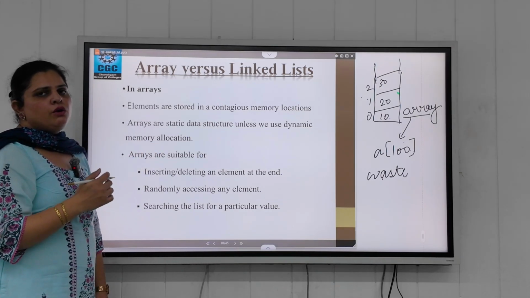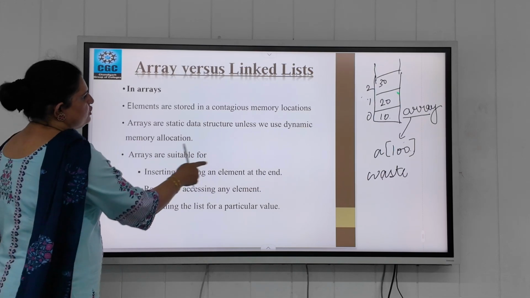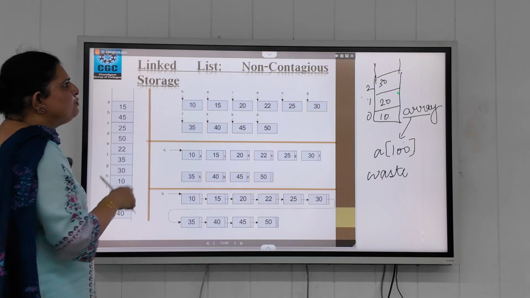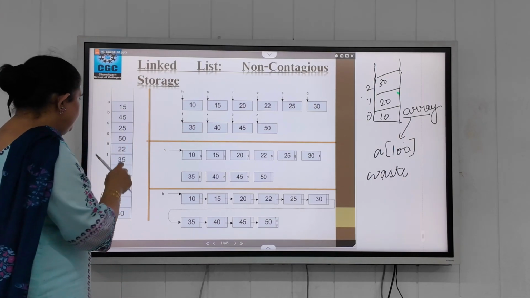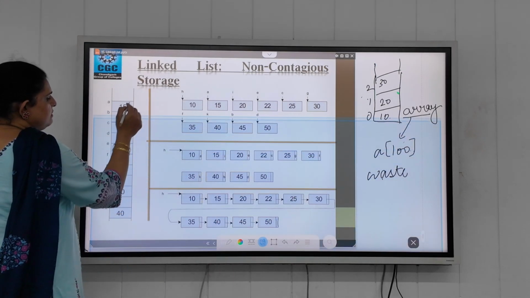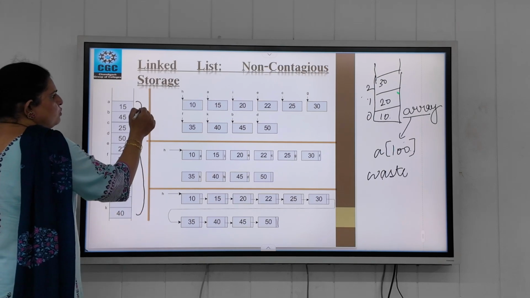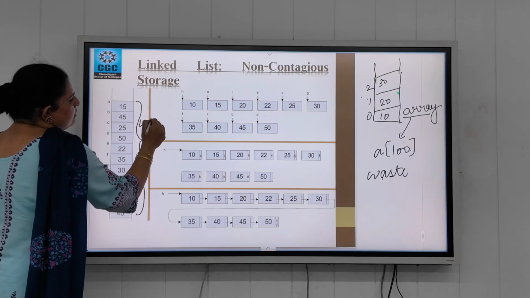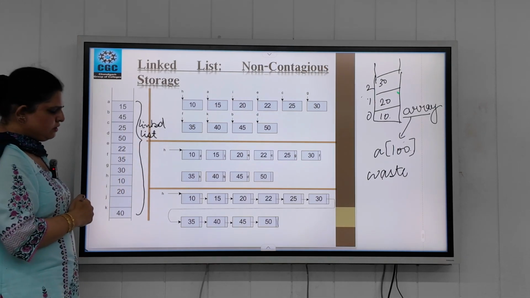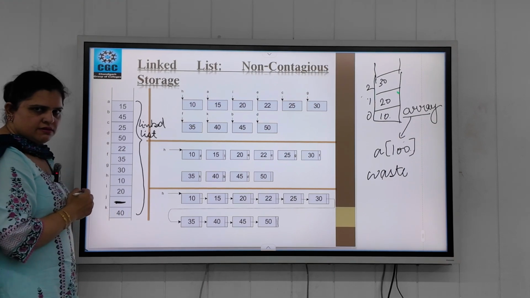The only problem we have with arrays is the wastage of memory locations. To improve this disadvantage of array, we can introduce the linked list concept. So in the case of a linked list, like we have over here, this is our data that can be stored in a linked list. Now check over here, there is a free memory space.